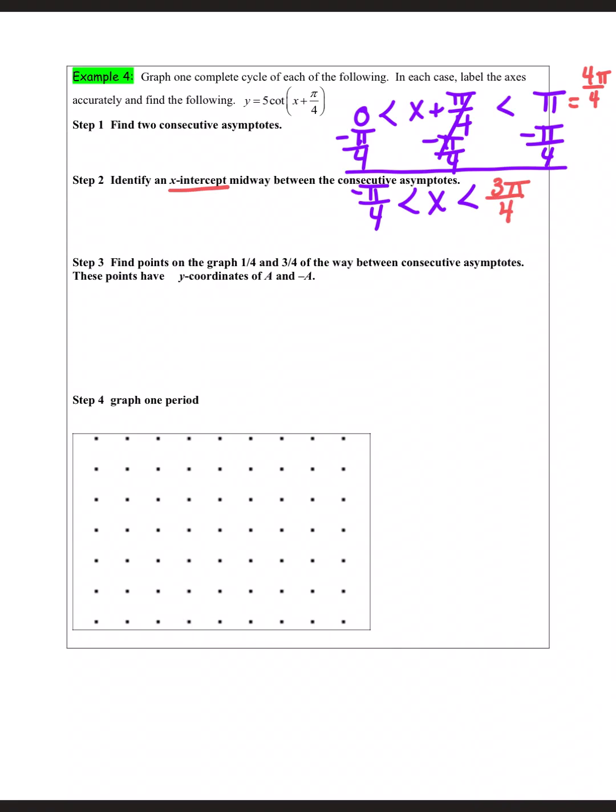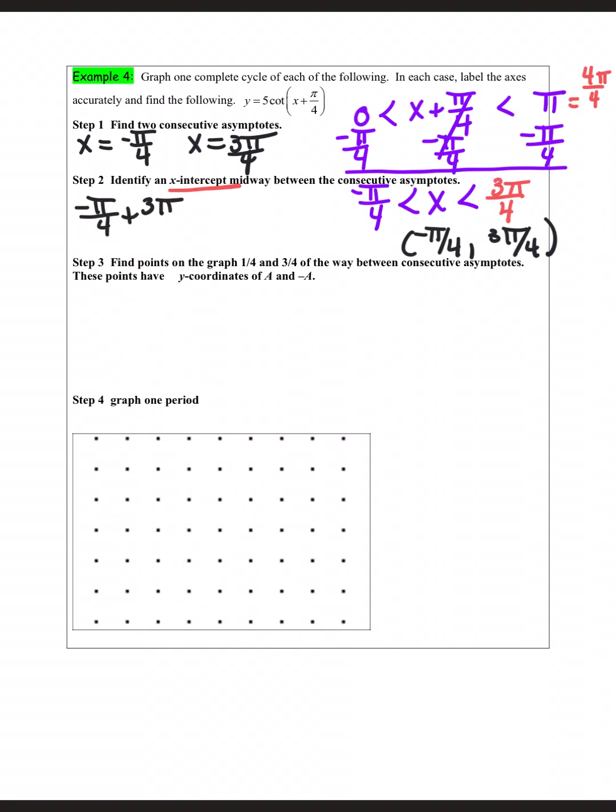So now we're going to find the x-intercept between the two asymptotes. Well, here the asymptotes are at x equals negative pi over 4 and x equals 3 pi over 4. And one period is between negative pi over 4 to 3 pi over 4. So to find the x-intercept, I'm going to add negative pi over 4 plus 3 pi over 4 and divide by 2, which is 2 pi over 4 divided by 2, which will be 2 pi over 8, which simplifies to pi over 4.